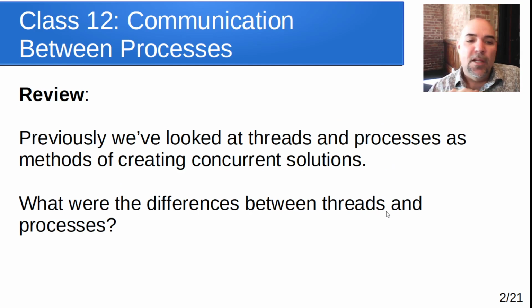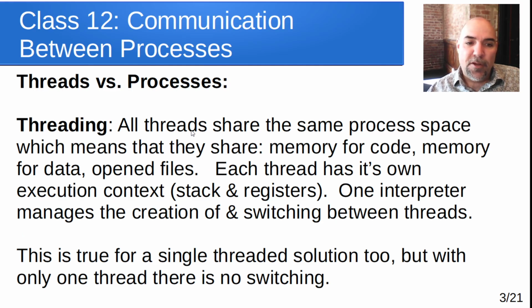So quickly as a review, we looked at threads and processes as methods of creating concurrent solutions. Let's look at the differences between those two. Threading: all threads share the same process space, meaning that they share memory for the code, memory for the data, any open files, or open devices. Each thread has its own execution context, meaning it has its own stack memory and variables. So they can have their own local variables, independent from each other, and their own set of registers that keep track of where they are and what they're doing.